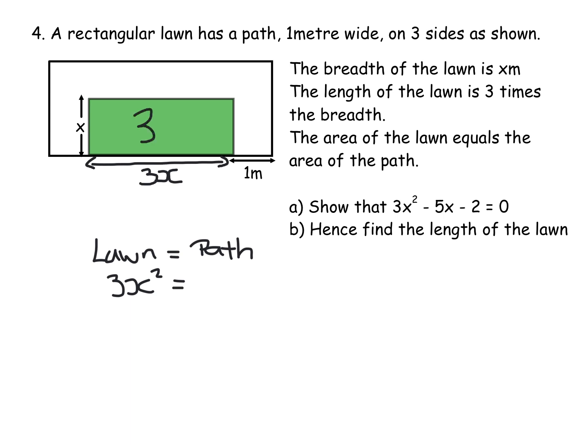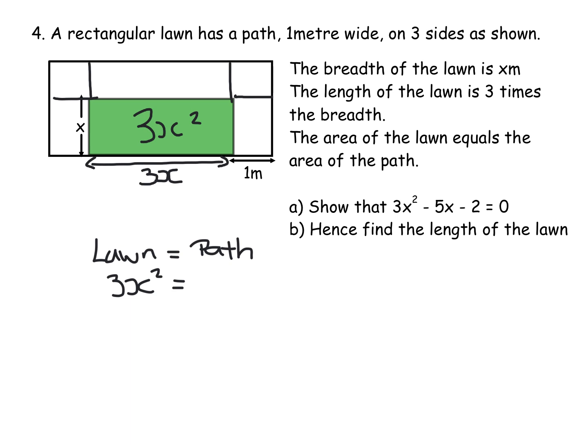Okay, so this bit here is 3x squared. To get the white bits, we're going to split up this path into a series of rectangles. So I'm going to do some lines in here. If you want, we can keep this really simple and I can make loads of little rectangles. Now the path is 1 metre wide all the way around.